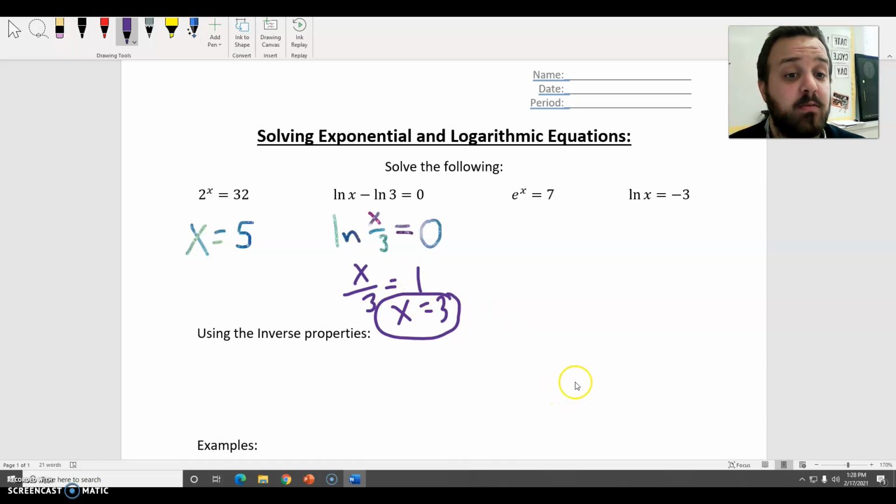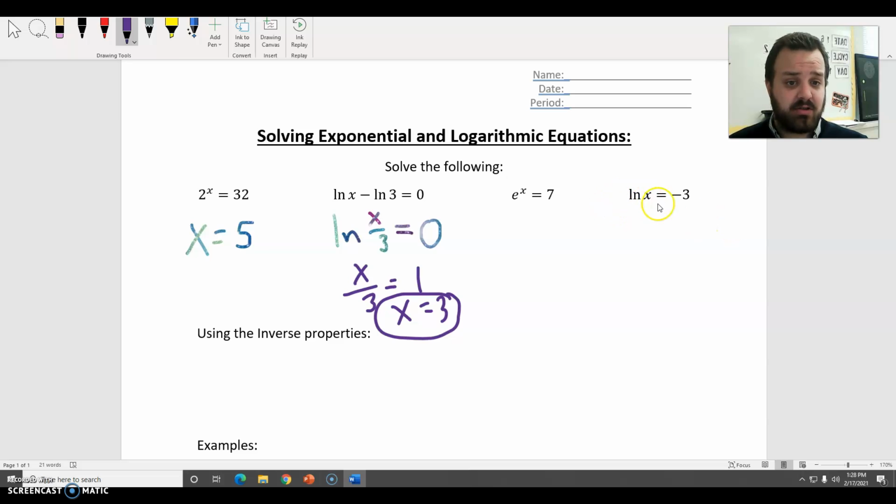Where we're going to start running into problems are things like this over here, e to the x equals 7. So this is saying, e to what power would give me 7? Now, I don't know about you, but e, remember, is an irrational number. It's like 2.7 and so on. I don't know what power that raises to equal 7. In fact, it's probably an irrational number that it raises to give you that.